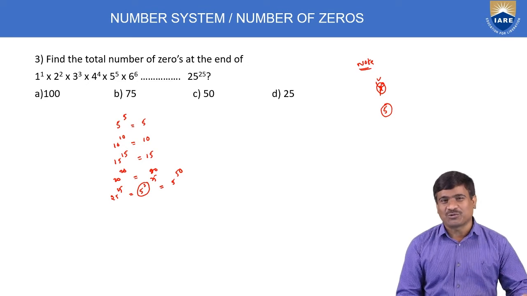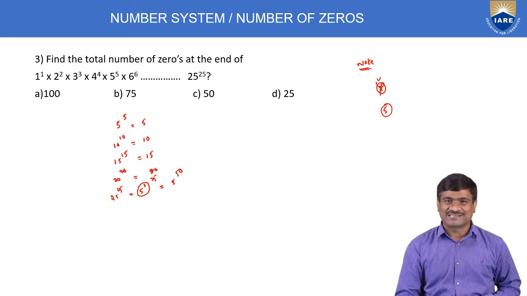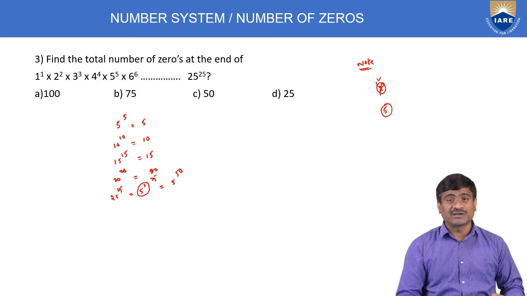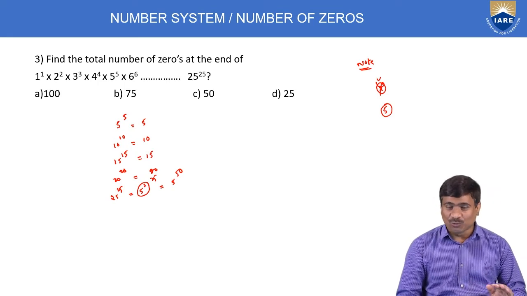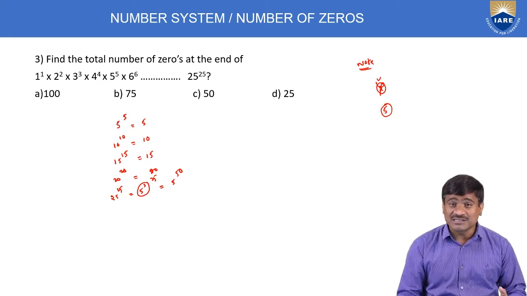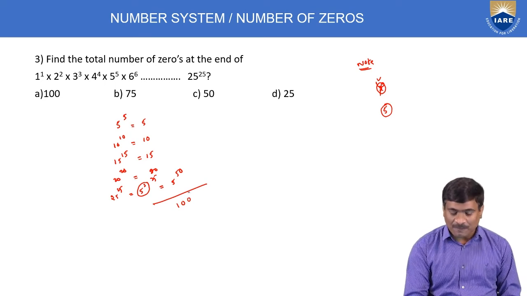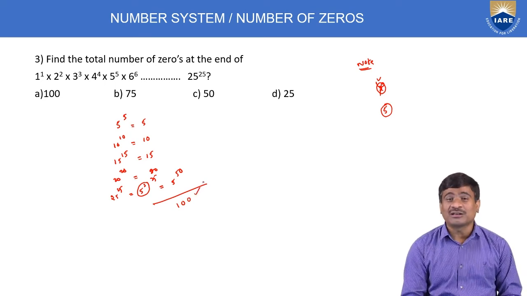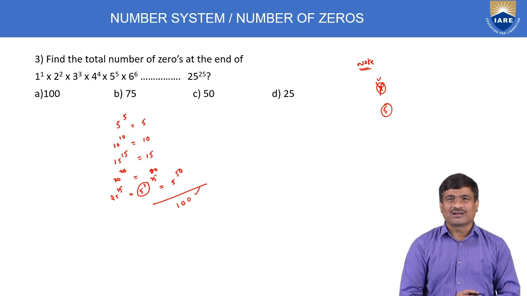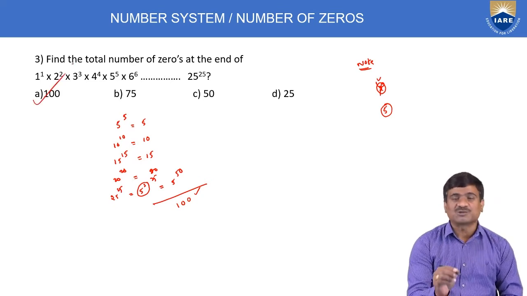Here calculate only number of 5s for this problem. 25 is also written as 5 to the power of 2, all to the power of 25. That means number of 5s is 50. Therefore, total number of 5s is 5 plus 10 plus 15 plus 20 plus 50, which is equal to 100. Number of 5s is equal to 100. Number of zeros is equal to 100. Therefore, the answer is option A.